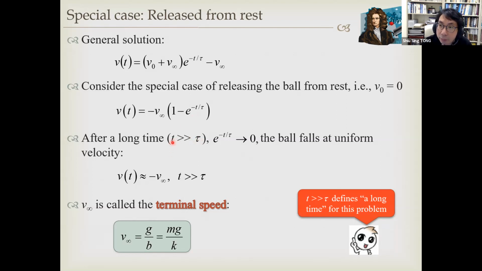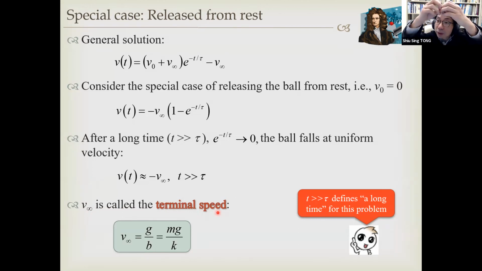In this problem, when the time t we choose to see is much larger than the typical time scale tau of the problem, then the exponential factor will go to 0. It will be almost 0. And in that case, we can neglect the exponential factor relative to this one. And what we get is that when t is much greater than tau, the velocity is almost a constant. And that constant is equal to negative of V infinity. And so we can identify the V infinity as a terminal speed. It is exactly the terminal speed you learn in high school.